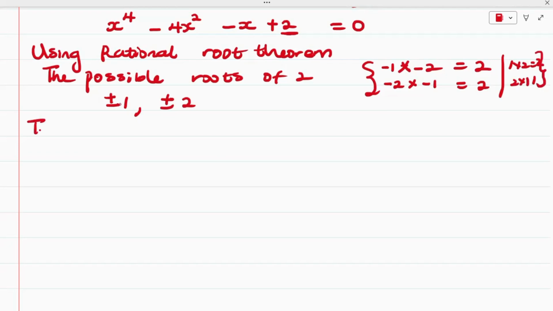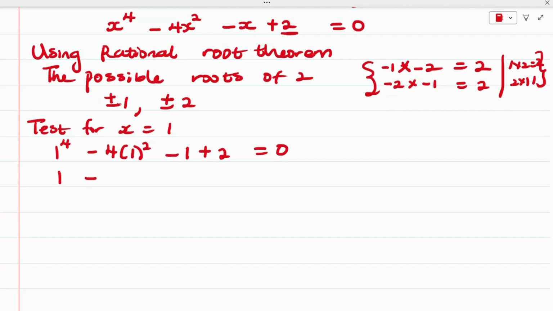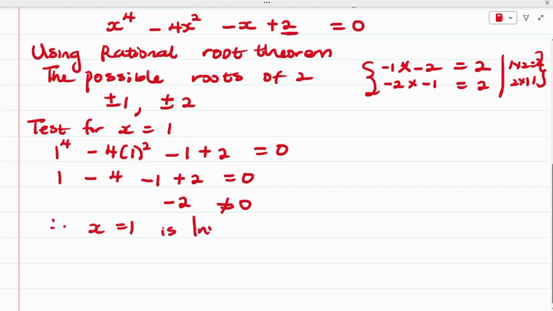So we're going to test for x equals positive 1. So we have 1 raised to the power of 4 minus 4 multiplied by 1 squared minus 1 plus 2, and this is equal to 0. 1 raised to the power of 4 is the same thing as 1, minus 1 squared is 1. 1 times 4 is 4, minus 1 plus 2, and this is equal to 0. 1 minus 4 is minus 3. Minus 3 minus 1 is minus 4. Minus 4 plus 2 is minus 2, and this is not equal to 0. So therefore, we're going to say x equals 1 is invalid.